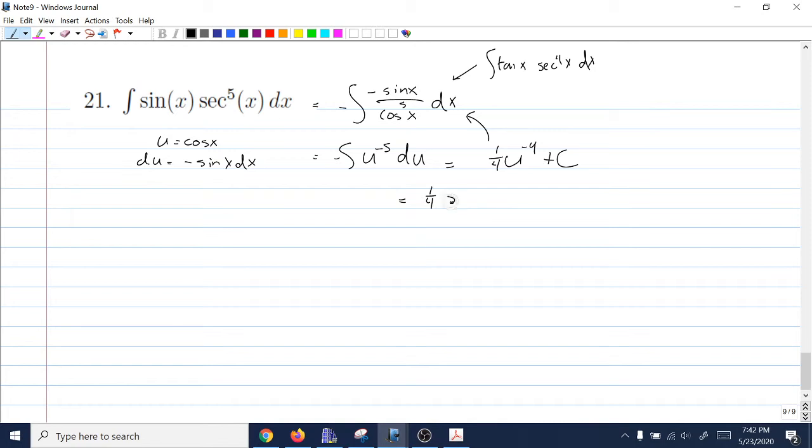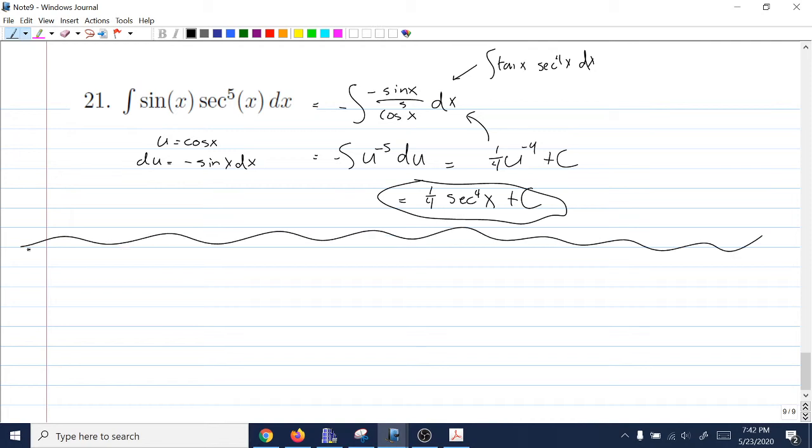Yeah. It's cosine to the negative 4. That's secant to the 4. Oh yeah, because the derivative will be secant cubed times secant tangent. I see secant cubed, and then a secant. And then the last one, secant sine makes a tangent. Yeah, that's the right answer. What's 23?